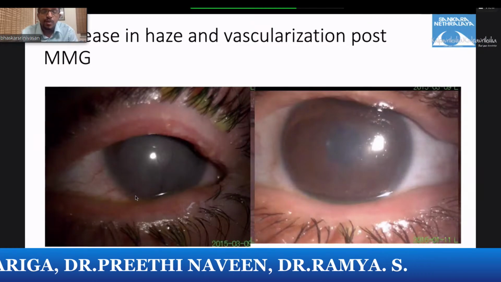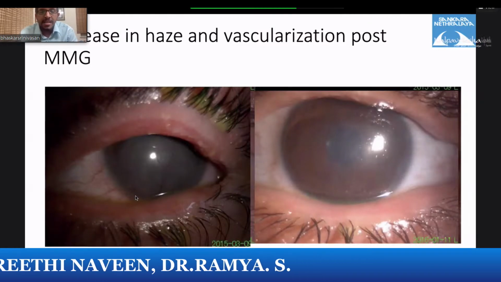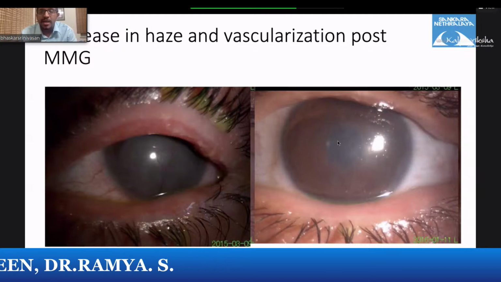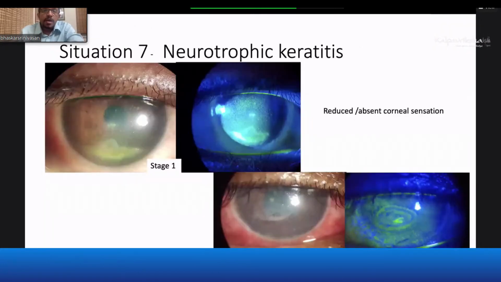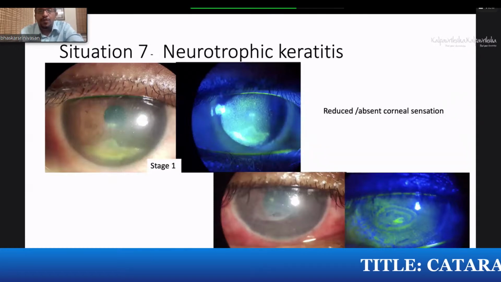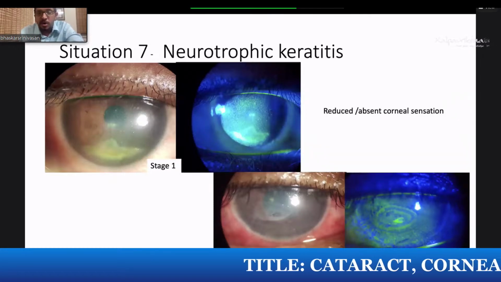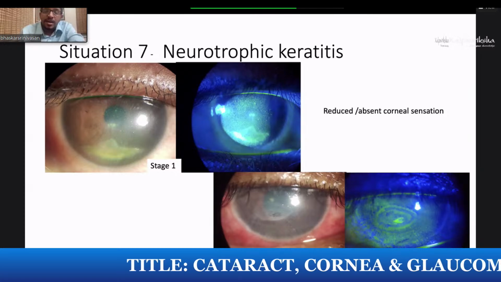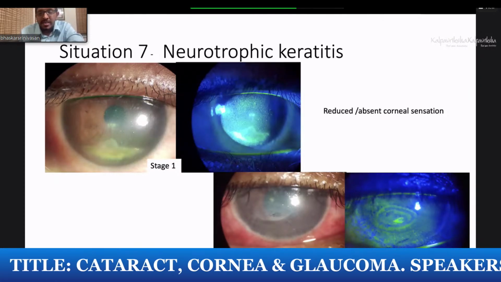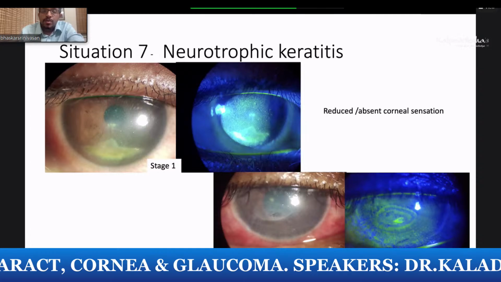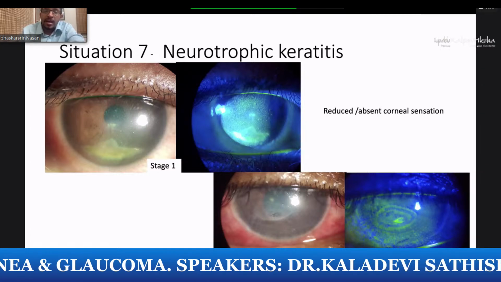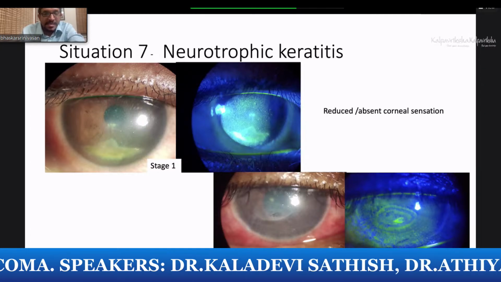Here in the first photo, you can't see the details of the anterior chamber as clearly, whereas in this picture, you can actually see the haze has reduced, the vascularization has reduced, and the vision has improved. Again, something which has caught our attention recently is the presence of neurotrophic keratitis, which is basically reduced or absent corneal sensation. It could be because of damage to the fifth nerve, or it could be secondary to, say, a viral keratitis. You need to know the grading of neurotrophic keratitis. I'll come to it in the next slide.